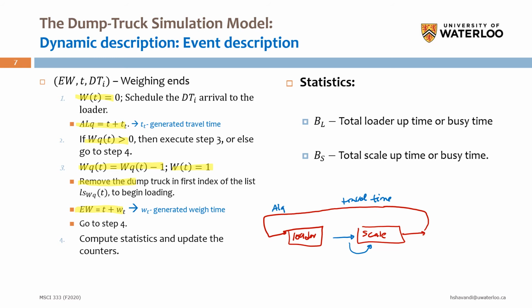Okay, and so for the statistics at the end, we need to obtain the total utilization rate, let's say, for the loader and for the scale.